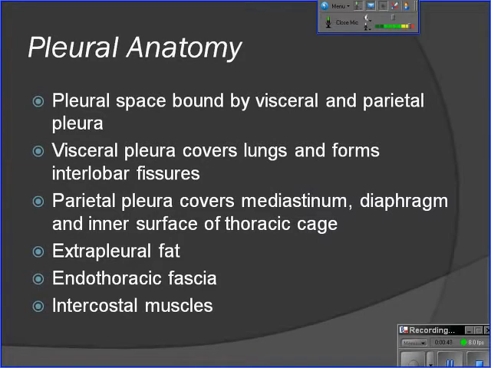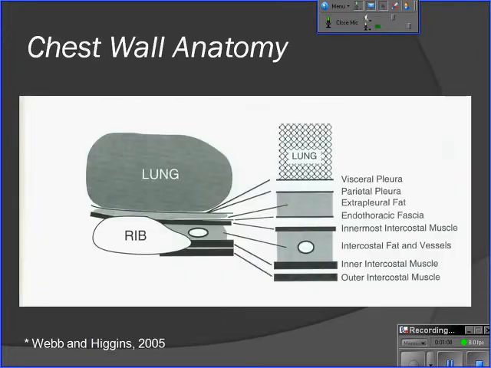So with regards to the layers of the chest wall, you have the lung, you have the visceral pleura, parietal pleura, between that is the pleural space. Then superficial to that is extrapleural fat, then endothoracic fascia, and then the intercostal muscles.